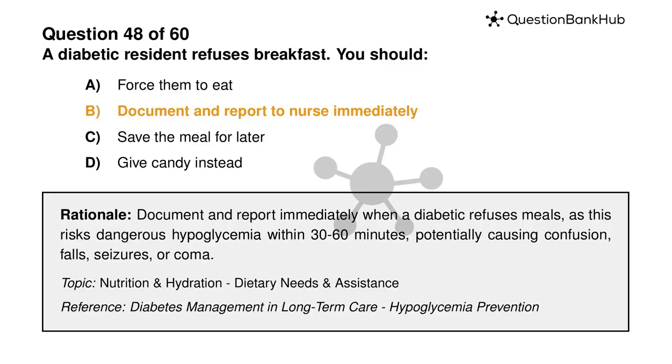The correct answer is B. Document and report to nurse immediately. Document and report immediately when a diabetic refuses meals, as this risks dangerous hypoglycemia within 30 to 60 minutes, potentially causing confusion, falls, seizures, or coma.